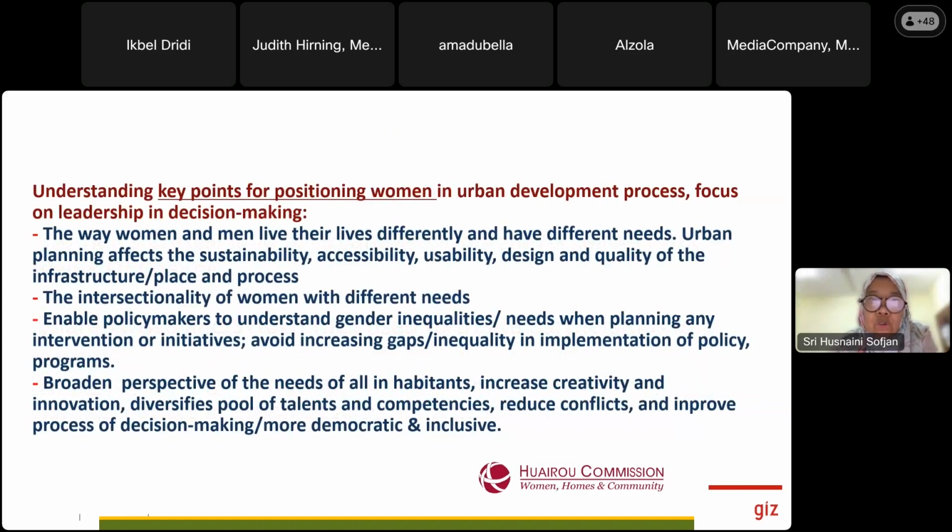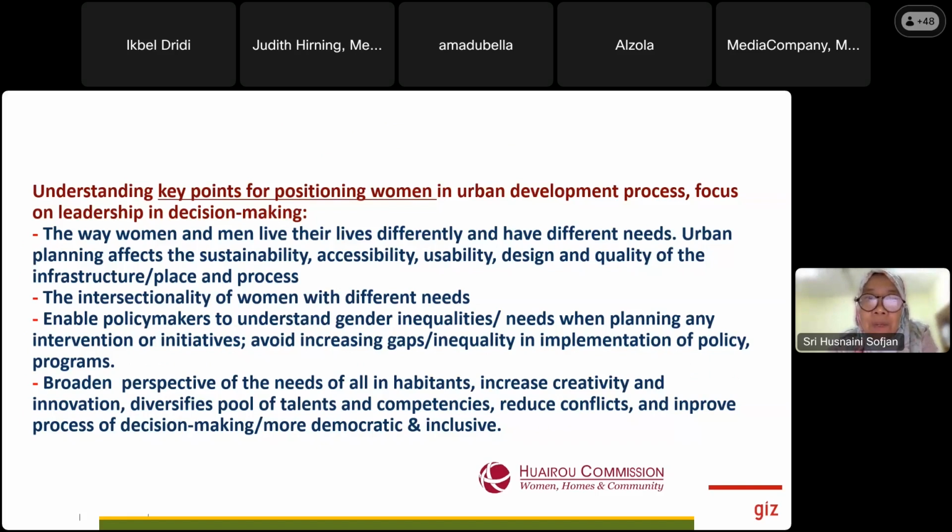I would like to take this time to give us an understanding of key points for positioning women in the urban development process, particularly with a focus on putting them in a decision-making structure. Because women and men look at and experience life differently. And this is, I think, one of the points that my peer panelists have yet to actually point out. Men and women live their lives and have different needs in the city.